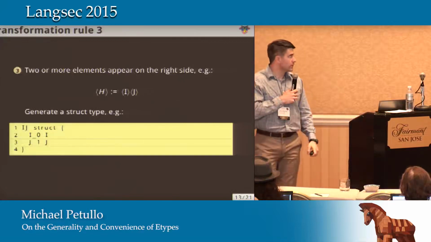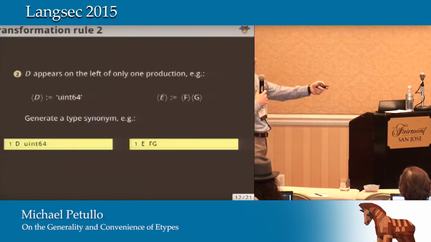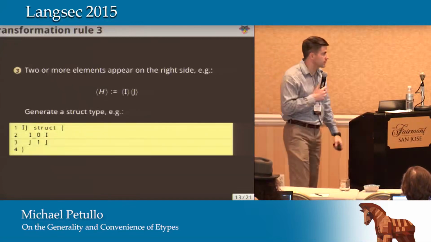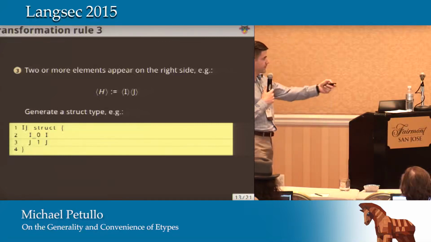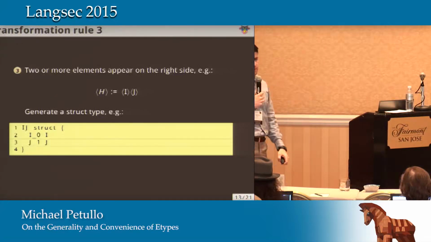So the final transformation rule is that 2 or more elements appear on the right side. So this statement here would not only trigger this rule, but would also trigger this following rule. And in this case, you just create a structure, right? Here we have H goes to IJ, and we create a structure. We name it IJ. And the fields of the structure just correspond to any number of non-terminals that appear on the right side of that production.